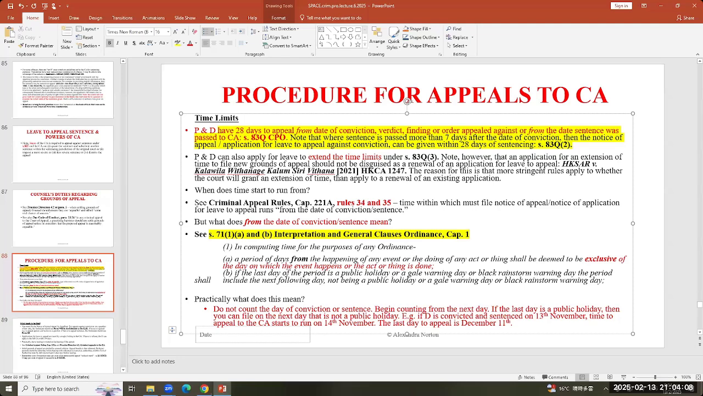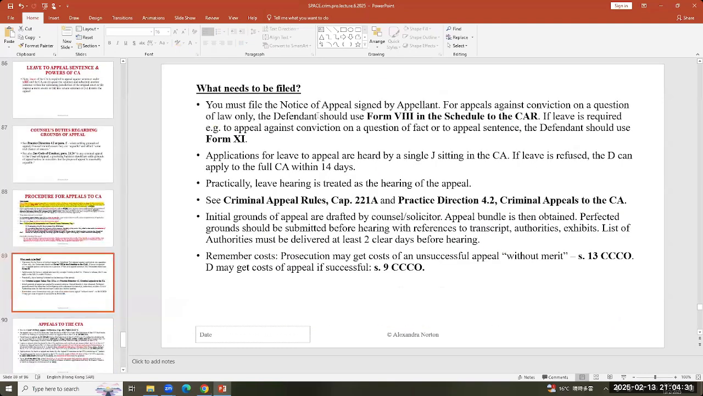Now, if the 28th day is a public holiday, let's say day 28 is December 25th, it goes forward to the next day. But December 26th is also a public holiday. So it goes forward to the next day. That's not a public holiday. Okay, so just bear that provision in mind, because if you're calculating your deadline to appeal.